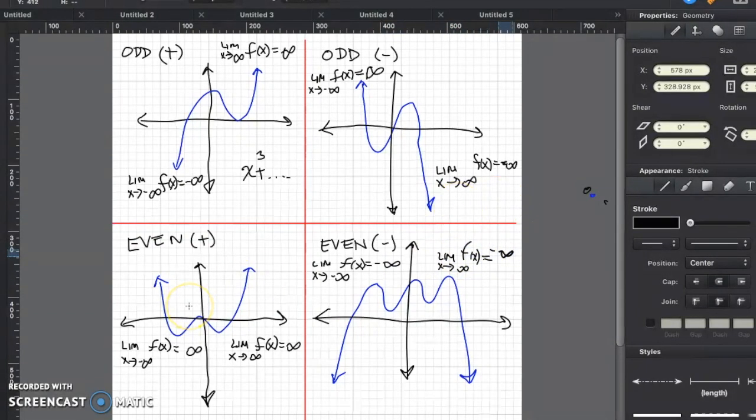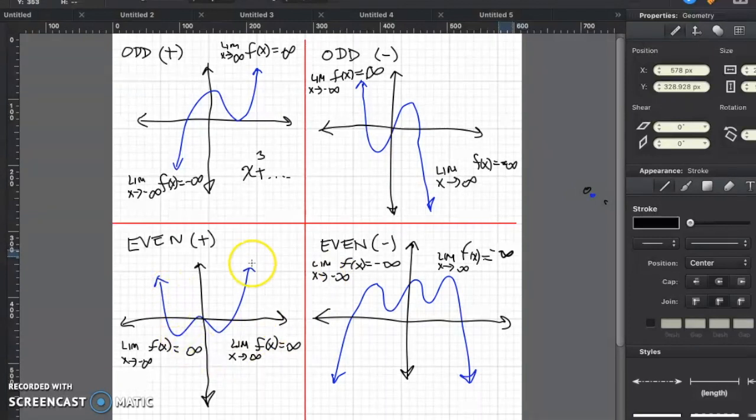All right, so what we should have gotten: as this limit goes again to the left, this means as x goes to the left, this f of x is going up. As this graph goes to the right, that's what that says. As x goes to the right, f of x is going up.